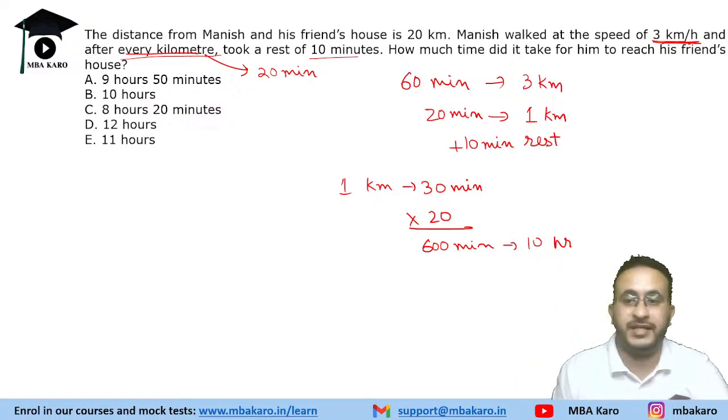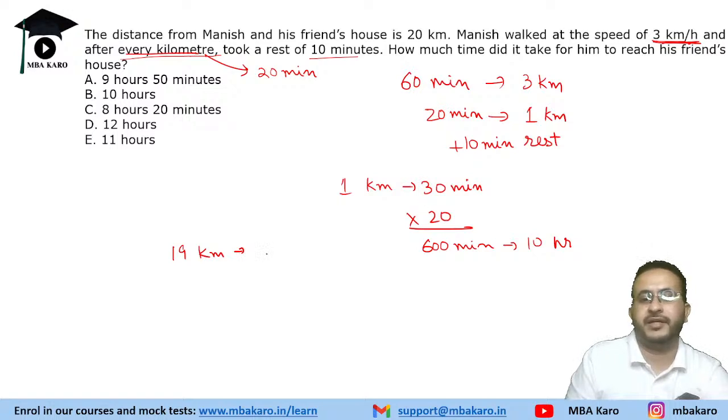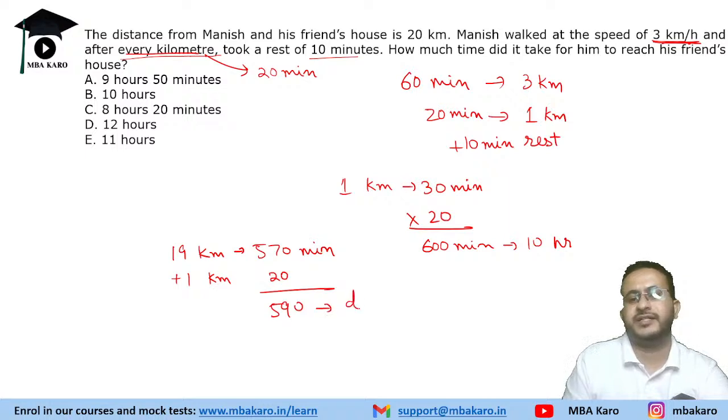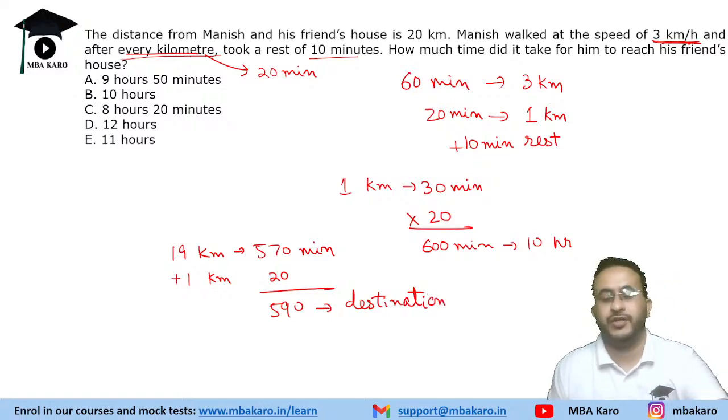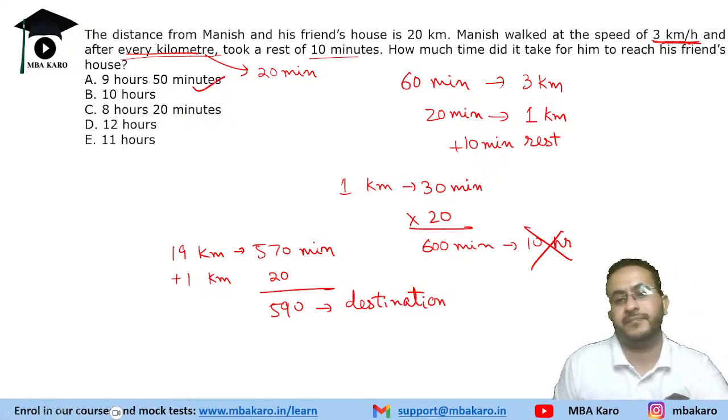Now in the last one he will not take rest, because he is at 19 kilometers. By 19 kilometers he would have done 30 minutes into 19, 570 minutes. Okay, fine till here. Then when he adds 1 more kilometer, he will do that in 20 minutes only, he will not take 30 minutes, right? So at 590 he reached the destination. After that, whether he rests 10 minutes or 30 minutes, right? So 10 hours is the wrong answer. The right answer is 9 hours 50 minutes.